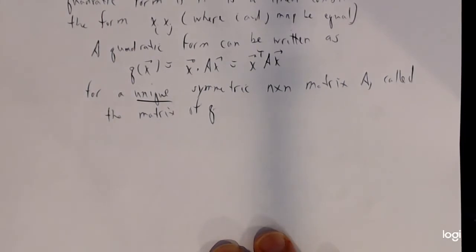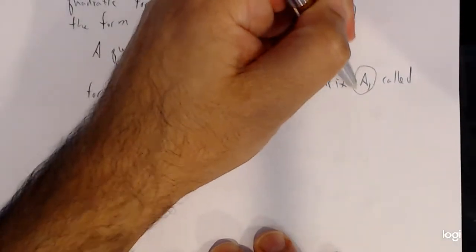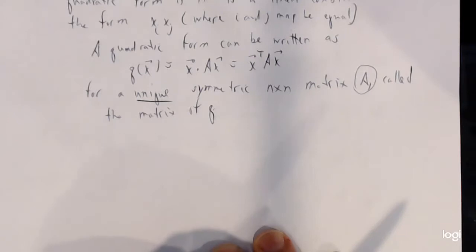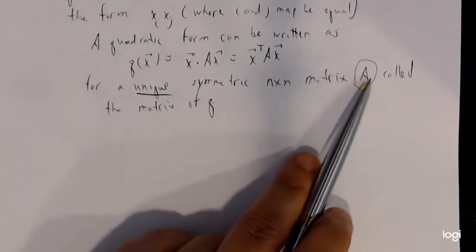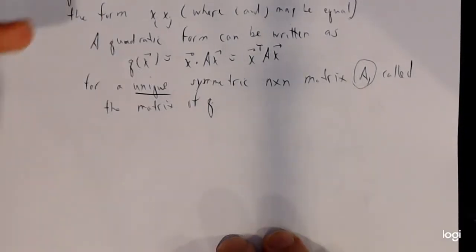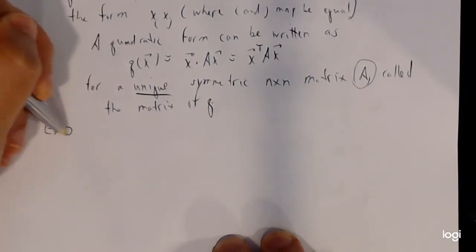Now, with this next example, I'm going to show you guys a nice convenient way of finding this matrix A, as long as we know we have something of a quadratic form. So example 2 is going to do just that.